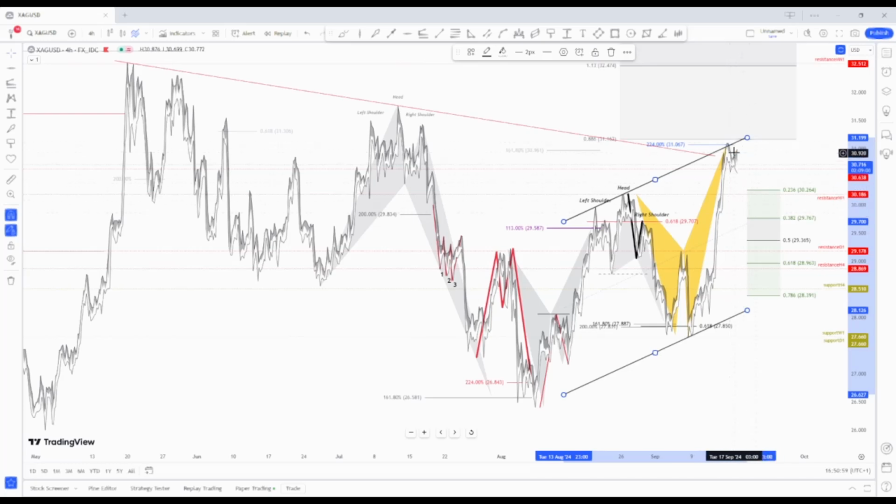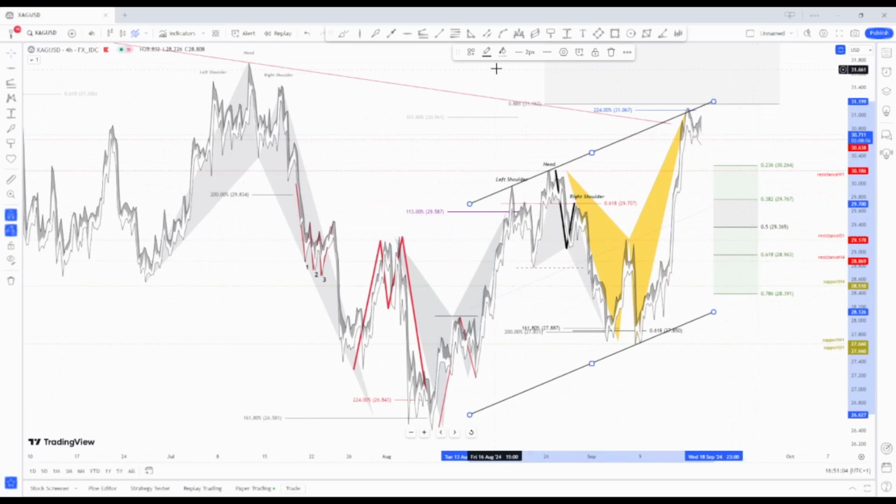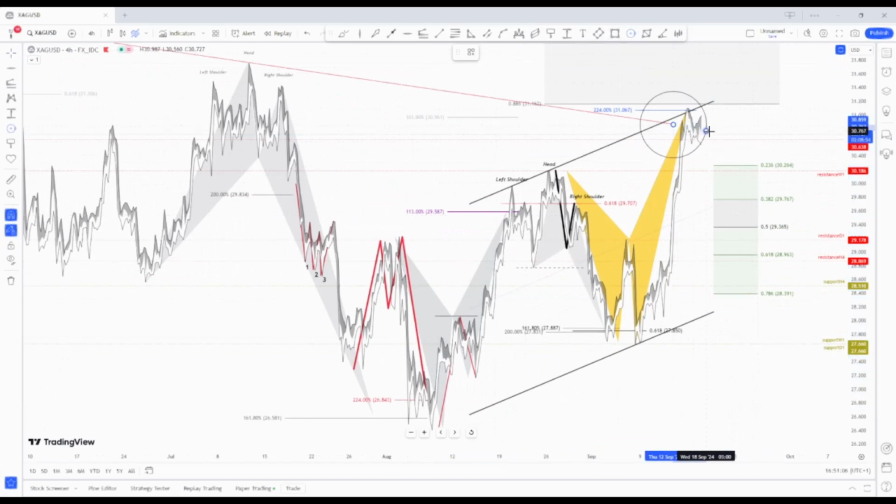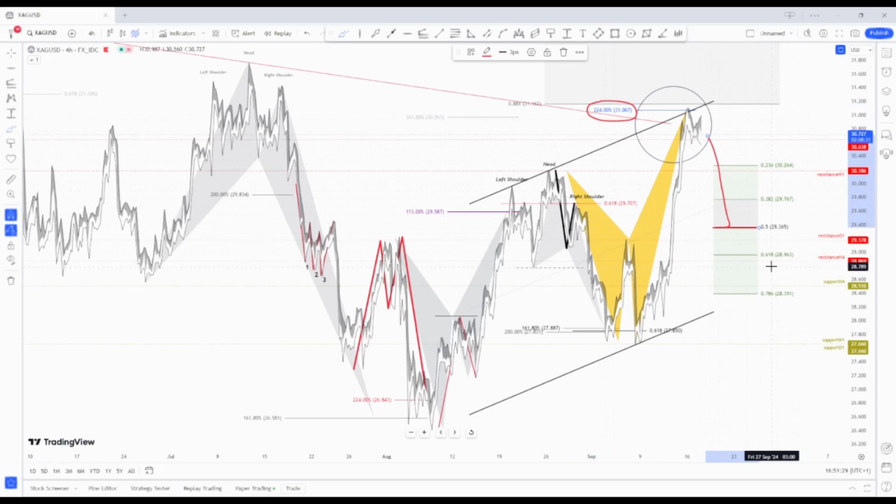So I'm expecting a pullback for silver, not only because we have multiple elements of resistance, but as you can see, the market touches the 224% Fibonacci extension level, 3106. That's the completion point of a bearish crab pattern, and actually the bearish shark pattern, 224% Fibonacci extension level, and usually that pattern targets the 50% Fibonacci retracement.